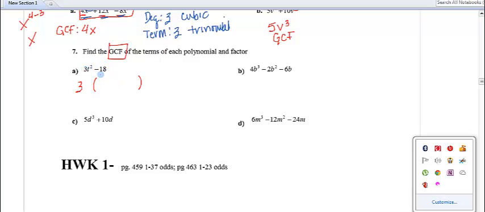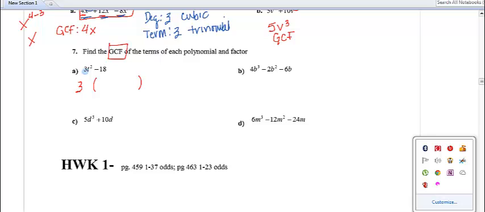We got our 3 because that's common between 3 and 18. Let's look at our variables. The first term here does have a t squared, but the second term does not, which means that there is not a common t variable that we can subtract out of both. So we can't take any t's out. So really our GCF for this one is just 3.